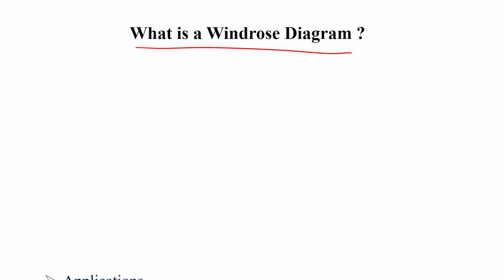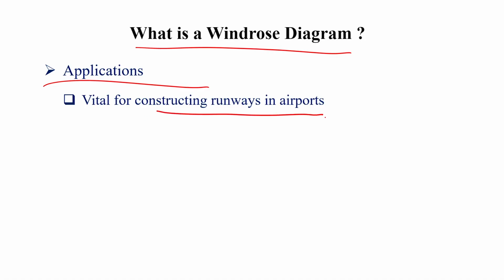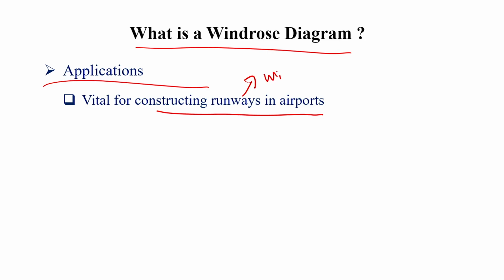Now, in terms of the application part of a Windrose diagram, a very major application is going to be the designing of your airport runways. They try to take the data or Windrose diagrams of many years and they try to find out which can be the best approach for the airplane. In which direction I should construct my runway completely depends on the Windrose diagram. So, based on understanding the Windrose diagrams for a long period of time, we get to know where we should construct our runway.